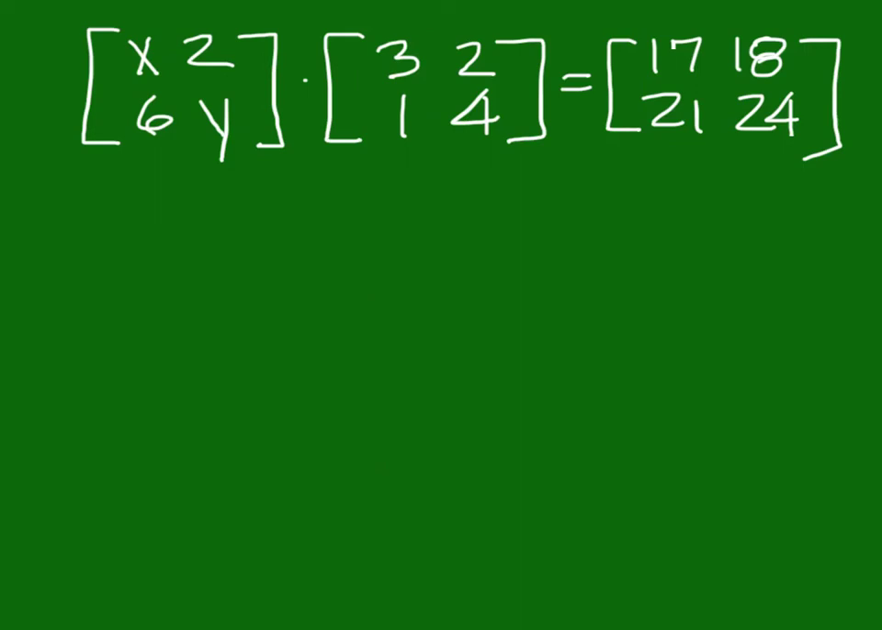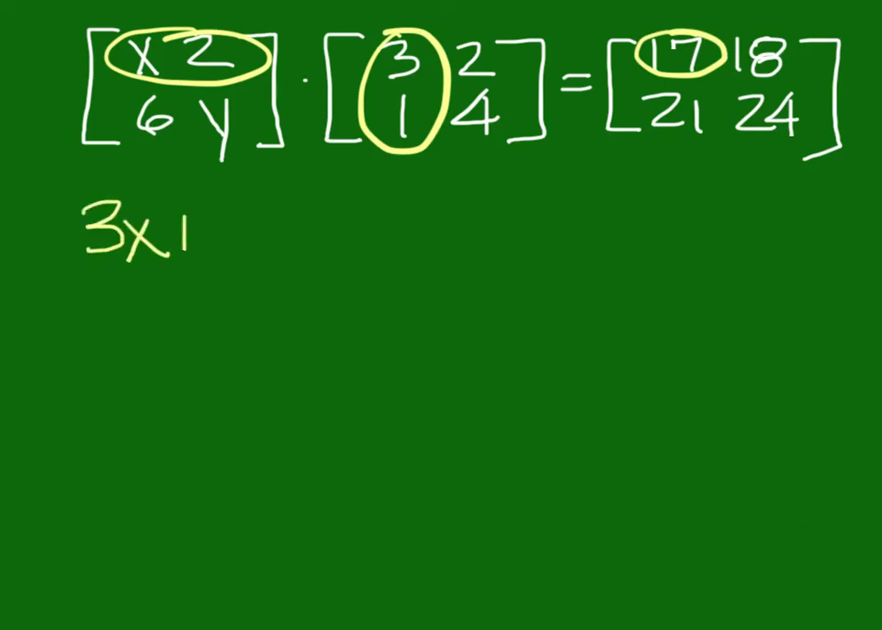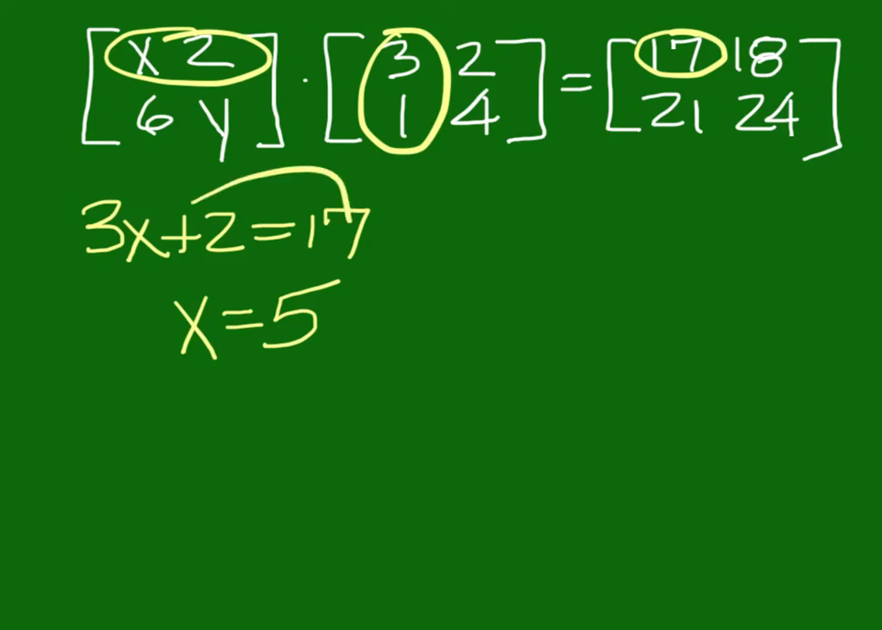On this one, we'll start with row 1, and we can use column 1. So that would be the 17. 3x plus 2 equals 17. That one would clearly be 5. I mean, this isn't a solving equations lesson, so I think you can figure out that subtract 2 and then you have to divide by 3.